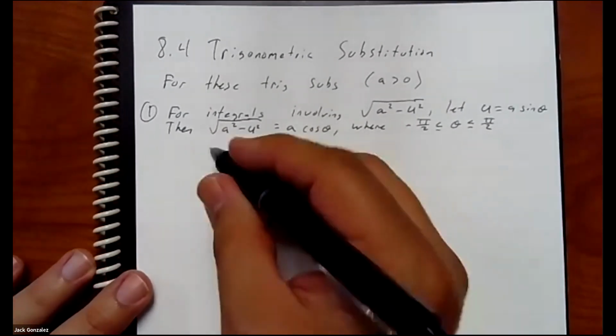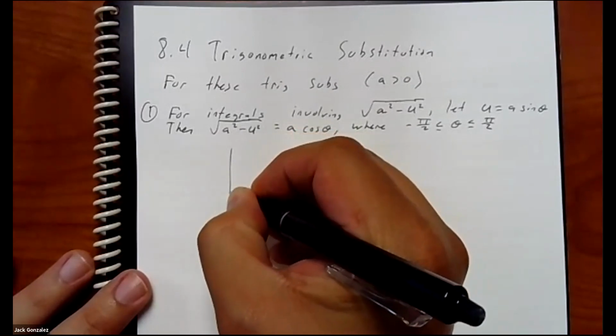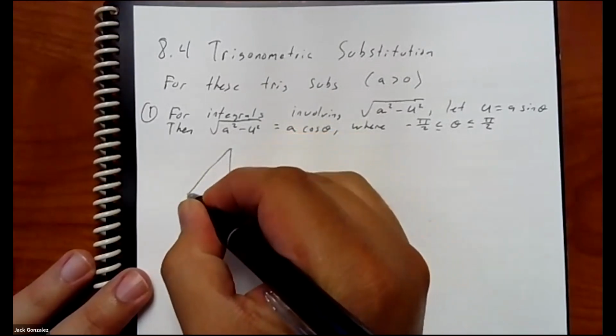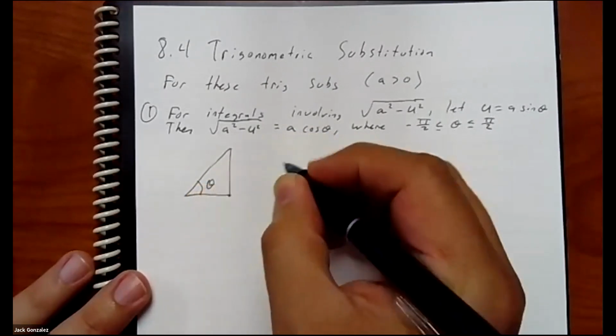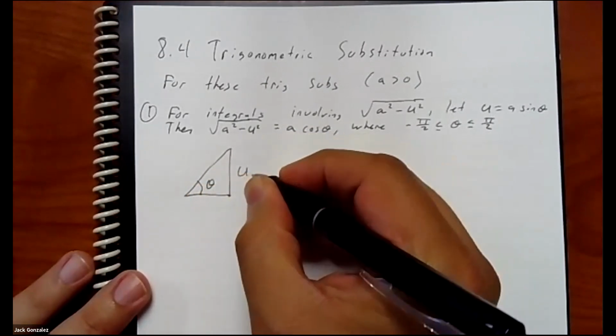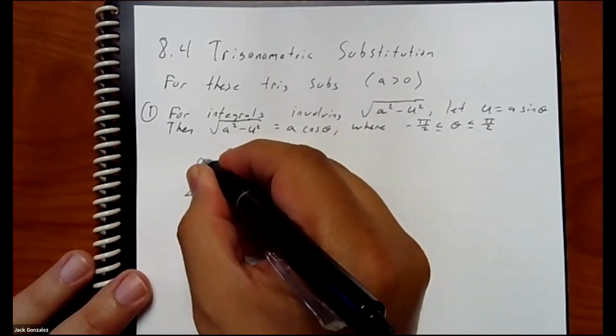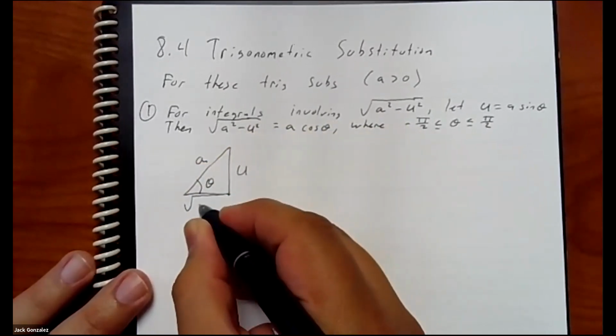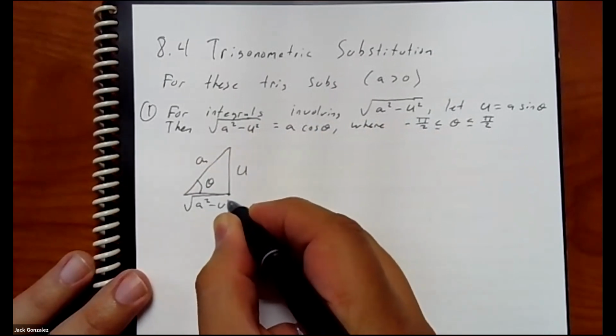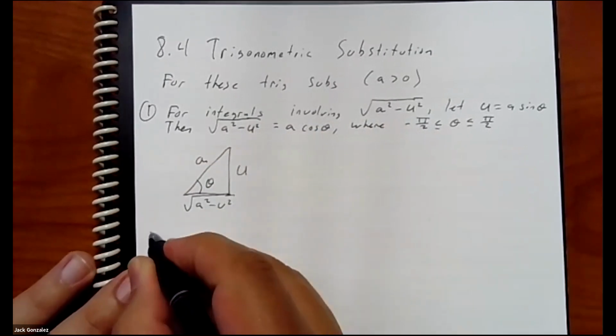Okay, so number 1, you need a triangle for reference. Otherwise, it's a little hard to see what they're talking about. So this is theta. This is the u. This is my a, the hypotenuse. And then you solve for this piece. Okay, so then we start number 2.